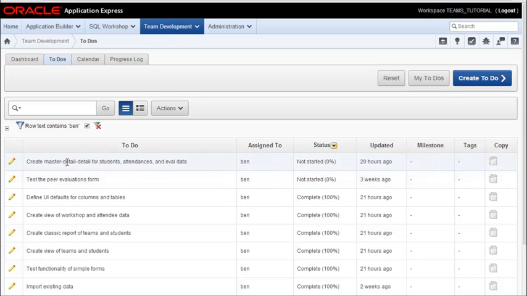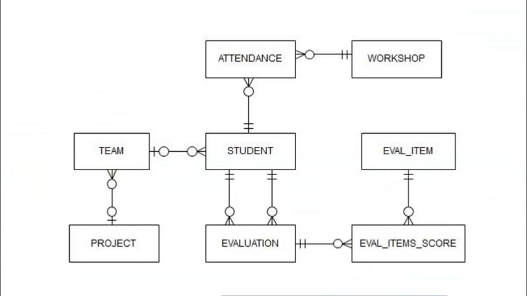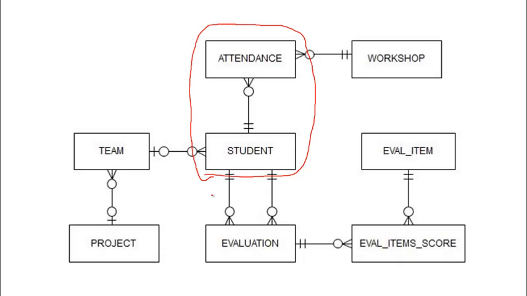So we're going to do master detail where we show students, attendances, and evaluation data. We want to create a form where we have student as the master, and we want to show their attendance if they have any for workshops. We want to also, again keeping the student as the master, show related evaluation data.